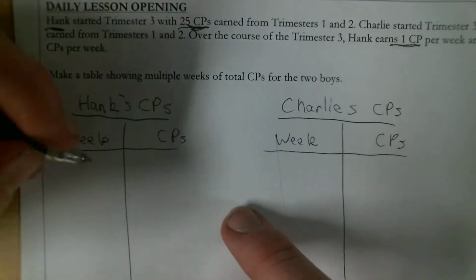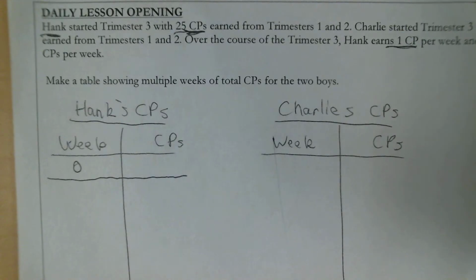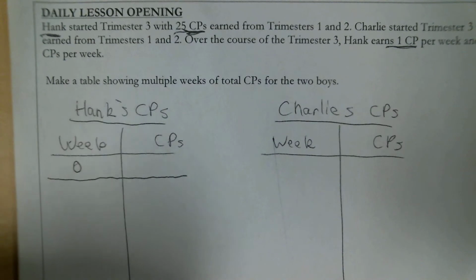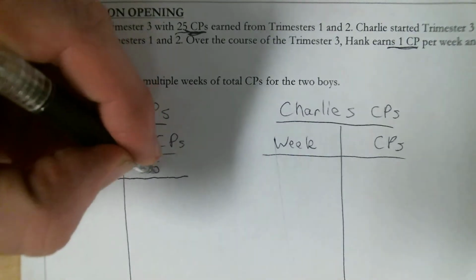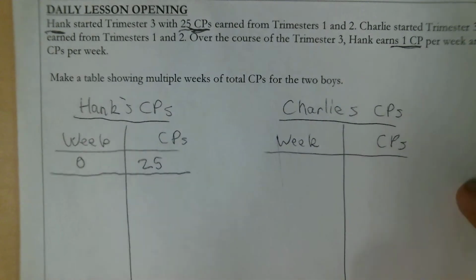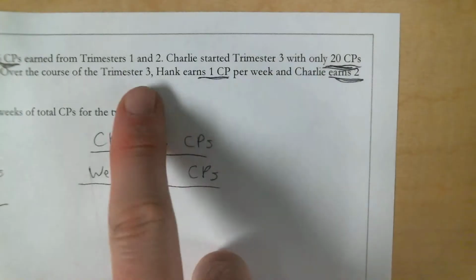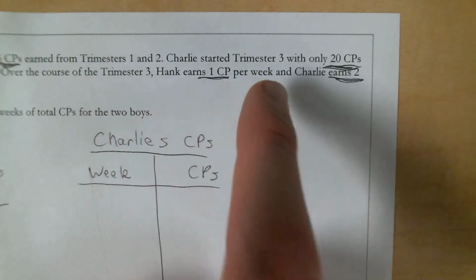Remember, at week 0, before it even starts, ask yourself, how many does Hank have before this even starts? Go back and reread the problem. It says Hank starts trimester 3 with 25 CPs. He earned those from trimesters 1 and 2. So in week 0, before the trimester is even started, we know he starts with 25. But then it says, over the course of trimester 3, Hank earns 1 CP per week.